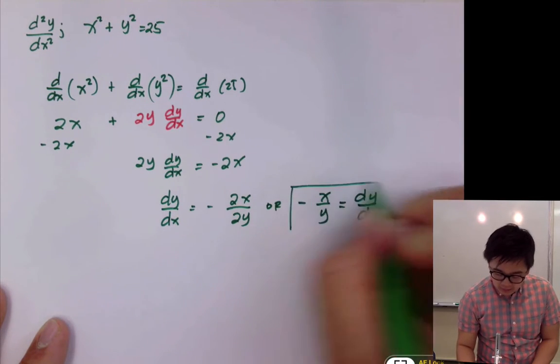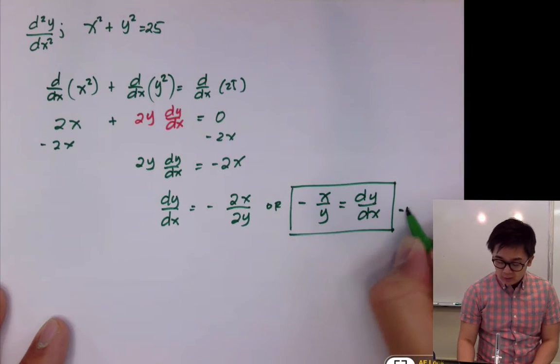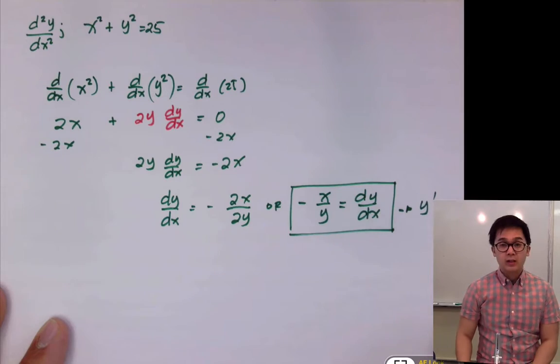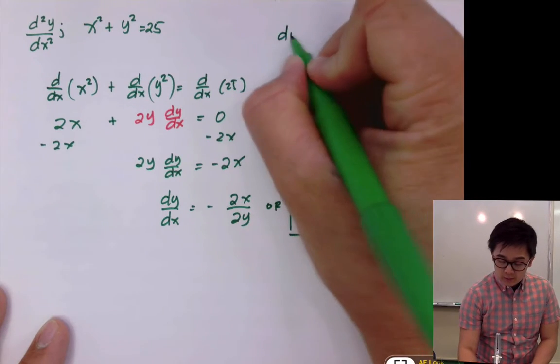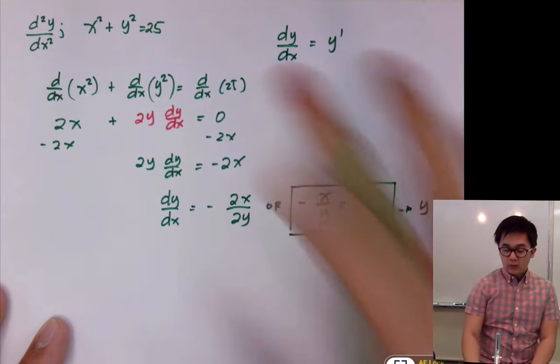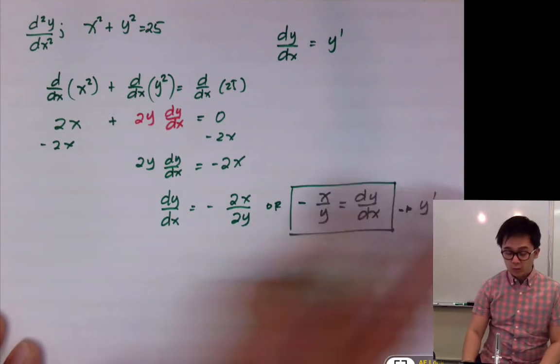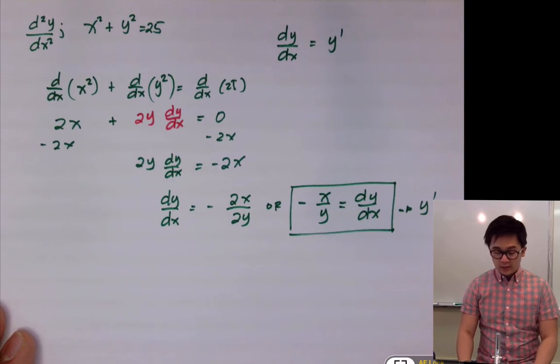And this is now our first derivative. Sometimes we can call this y prime as well. So different notations for the derivative of a function will help us in organizing our work. Now that we are done with the first derivative, let's go ahead and find the second derivative of this function.